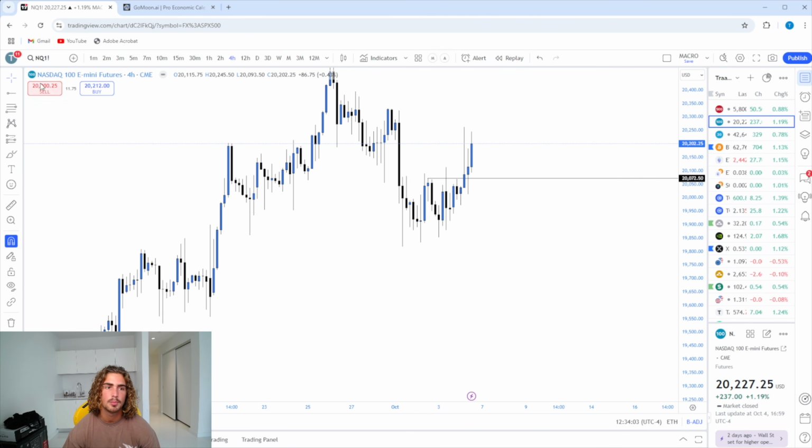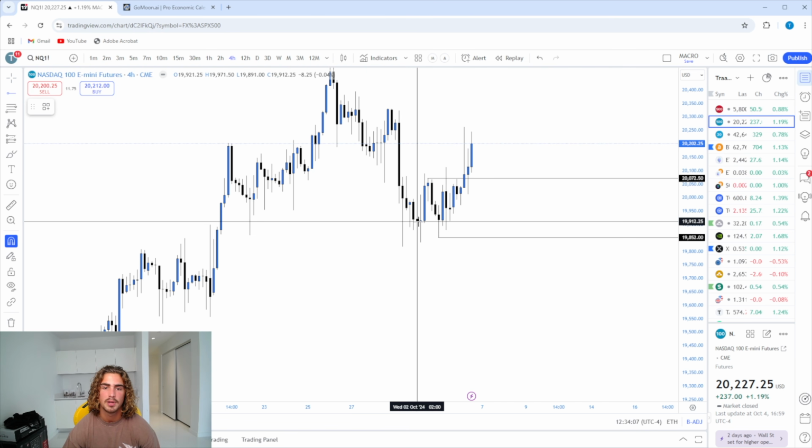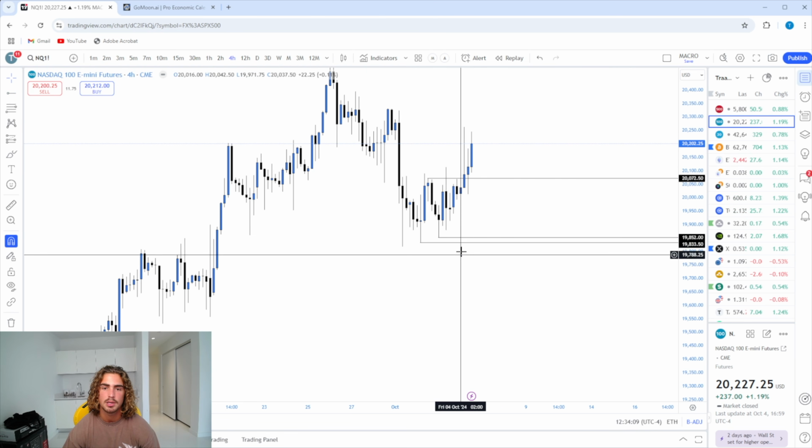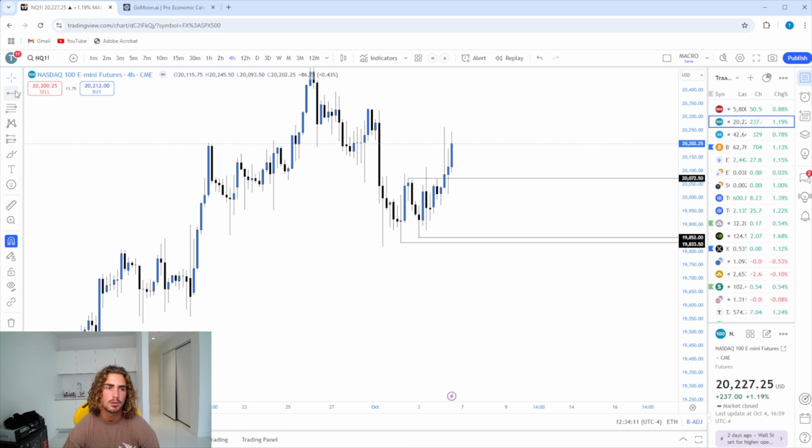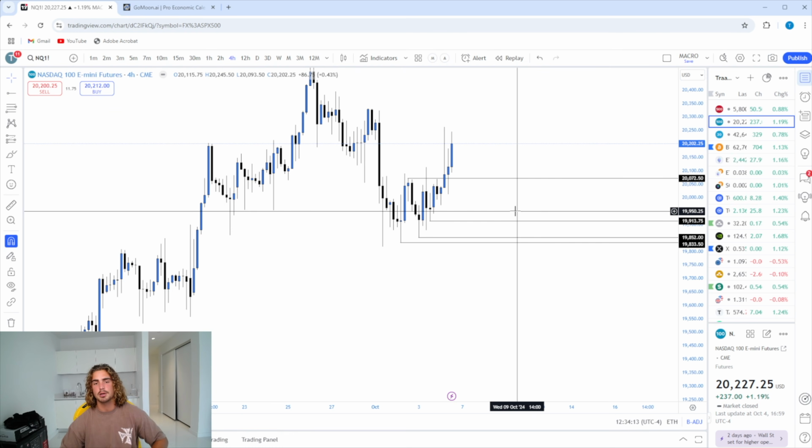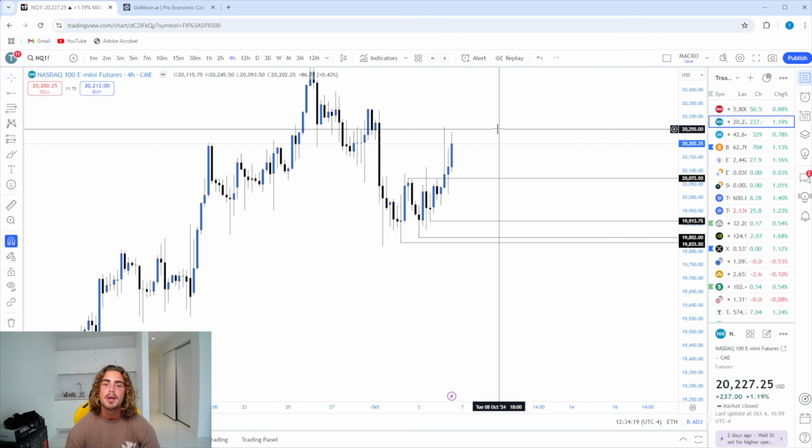Okay, we have a move down, then a move up. Boom. That's a low, that's a draw on liquidity. We have a move down, then a move up. Boom, that's a low, that's a draw on liquidity. We have a move down, then a move up. Boom, that's a low, that's a draw on liquidity. Okay, so we know where liquidity lies. It's above highs and below lows. We know how to mark out highs and lows within the market.